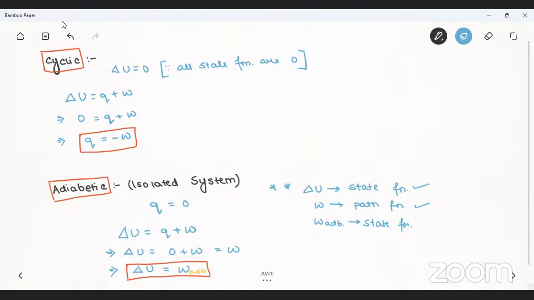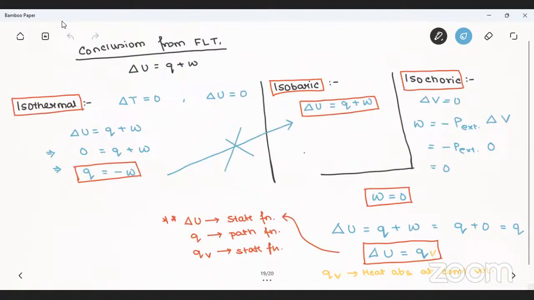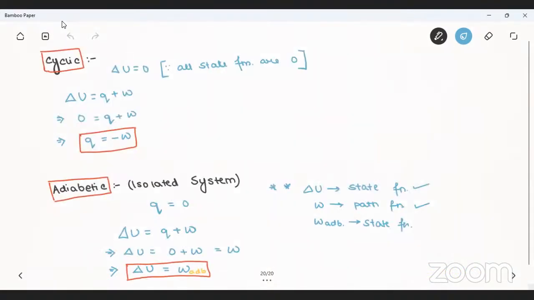Yes, ma'am. Whatever conclusions we have made from the first law of thermodynamics, remember, if it is isothermal, use this. Isobaric, use this. Isochoric, use this. Cyclic, this. Adiabatic, this. Don't mix one form with another form. Is this part clear? Yes, ma'am.